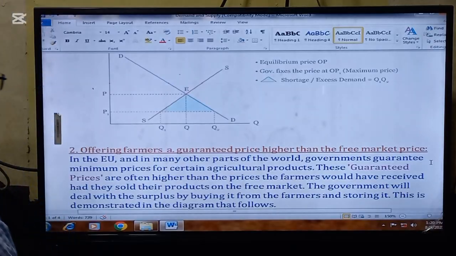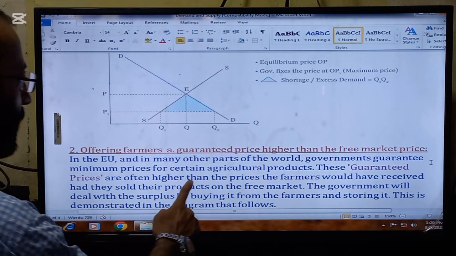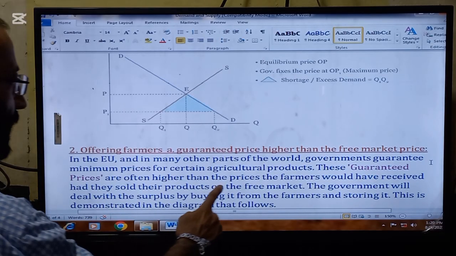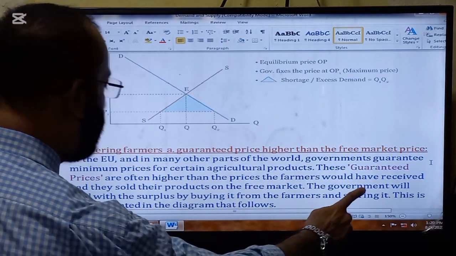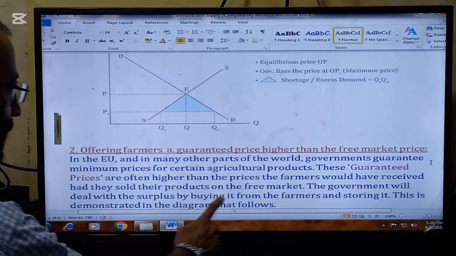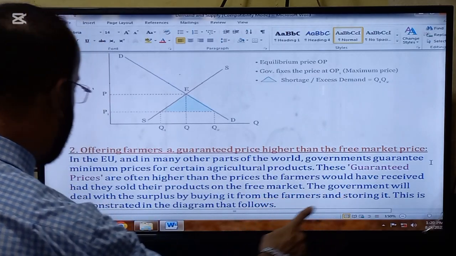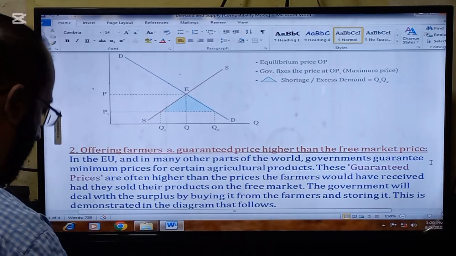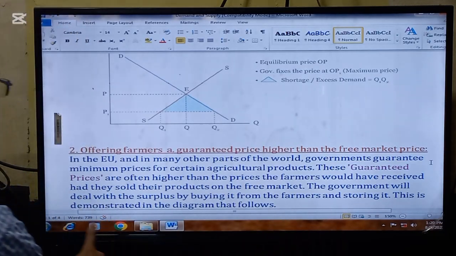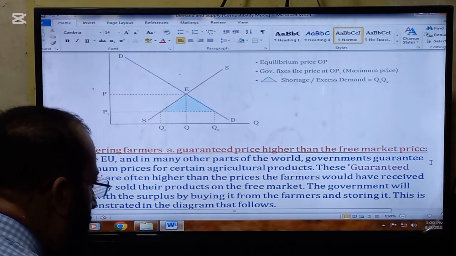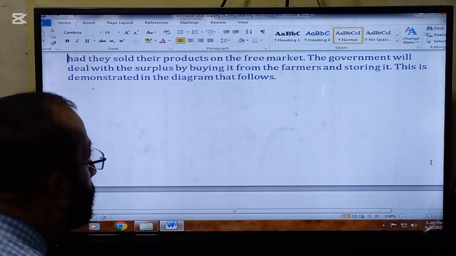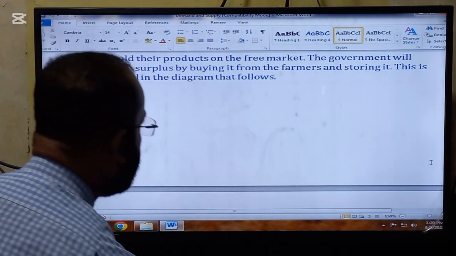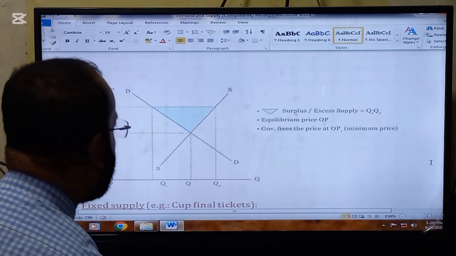So due to this, the government normally fixes the price above the market price. So here you can see in the European Union and in many other parts of the world, government guarantees a minimum price for certain agricultural products. These guaranteed prices are often higher than the prices the farmers would have received had they sold their products on the free market. The government will deal with the surplus by buying it from the farmers and storing it. This is demonstrated in the diagram that follows.